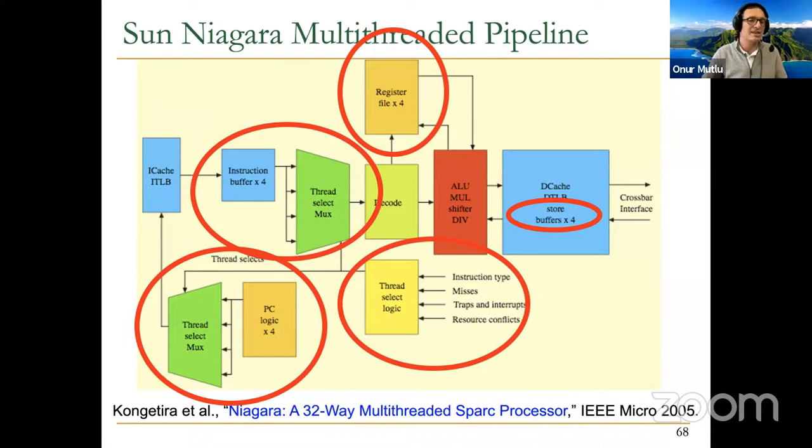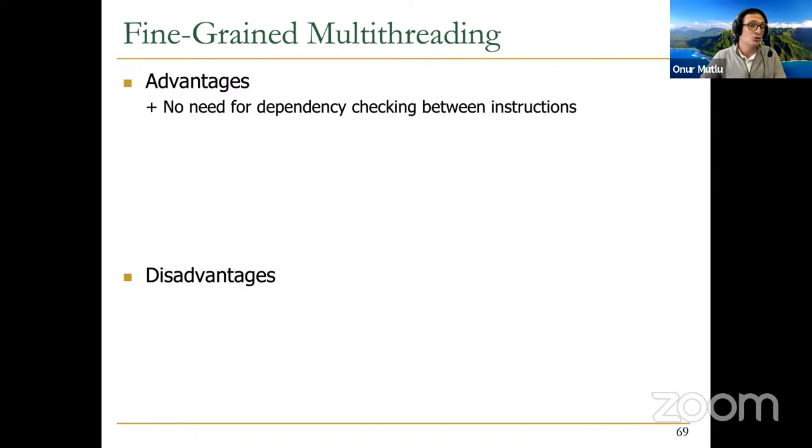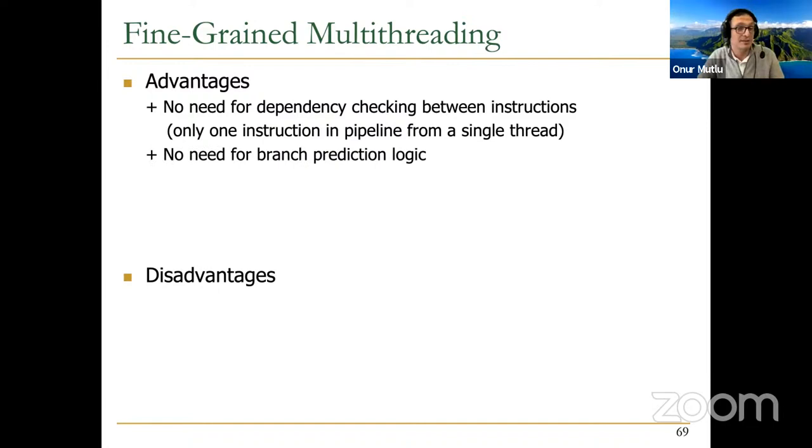Okay. So let me talk about fine-grained multithreading advantages and disadvantages a little bit. And then I will very briefly introduce how it's used in GPUs, and then we're going to conclude. So basically, the huge advantage of this fine-grained multithreading, fetching from one thread every cycle and ensuring that there are no 2 instructions from the same thread in the pipeline, is there's no need for dependence checking between instructions of a single thread. Only one instruction in the pipeline from a single thread, basically. No need for branch prediction logic.